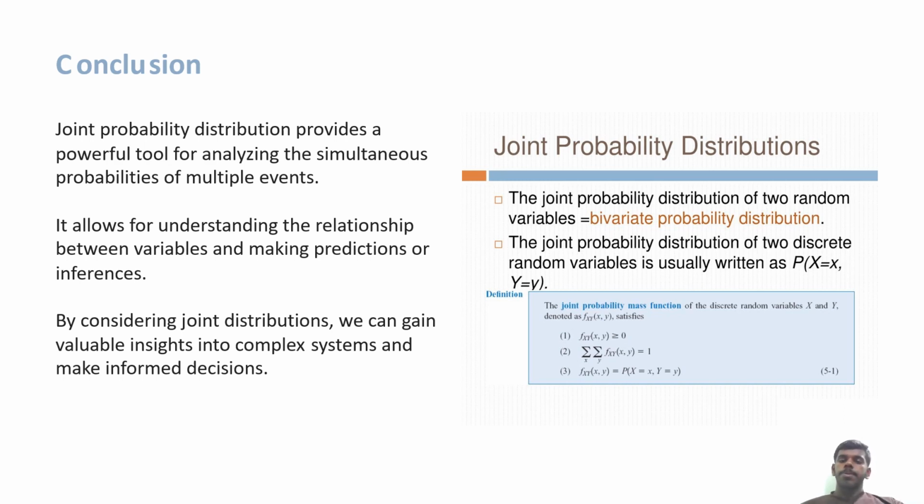The joint probability distribution of two random variables is equal to the bivariate probability distribution. The joint probability distribution of two discrete random variables is usually written as P(X = x, Y = y).